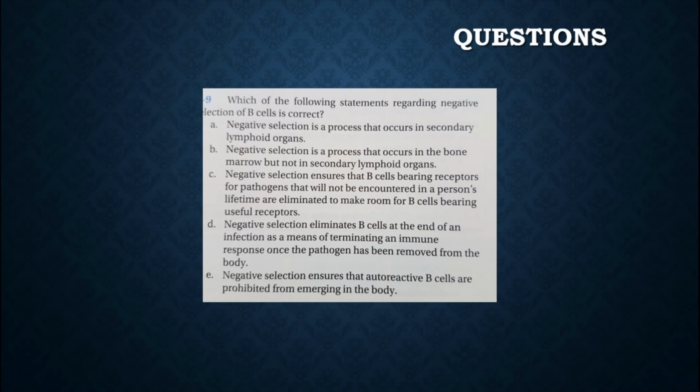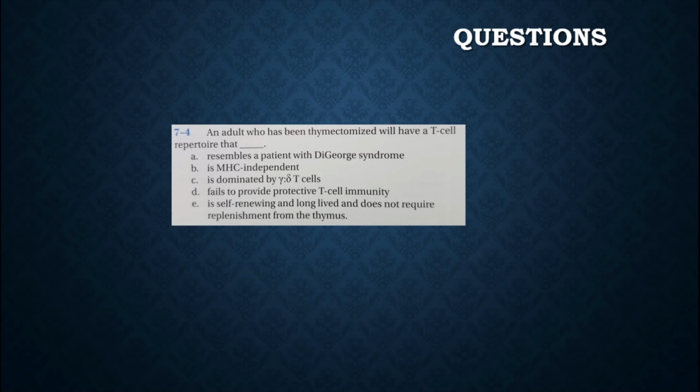What about C? Why not? Yep. And D? Okay, so E, right? Negative selection, no matter whether it's B cells or T cells, is always getting rid of autoimmune cells. All right, 7-4.